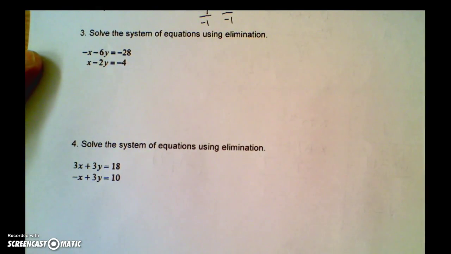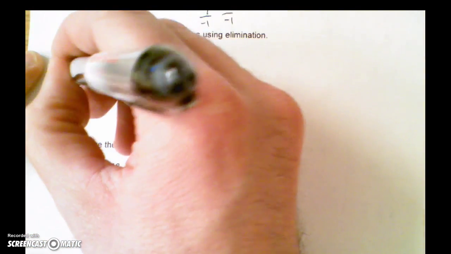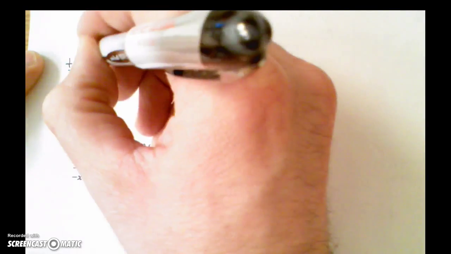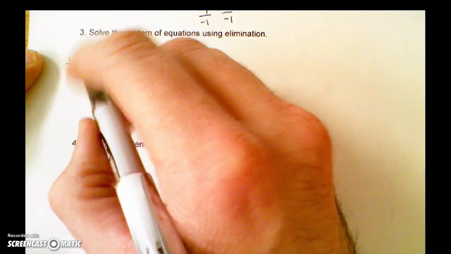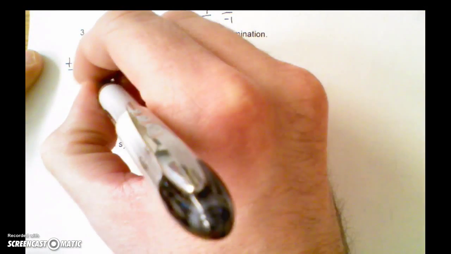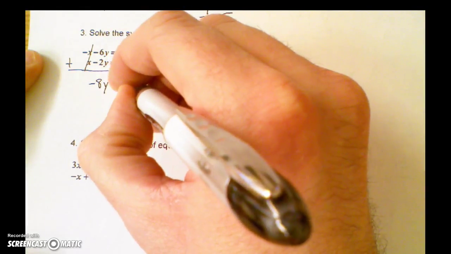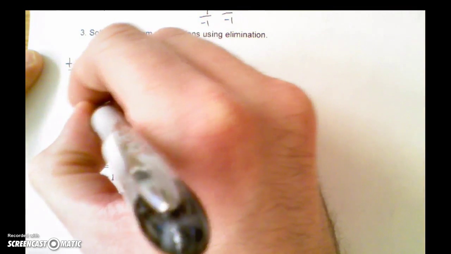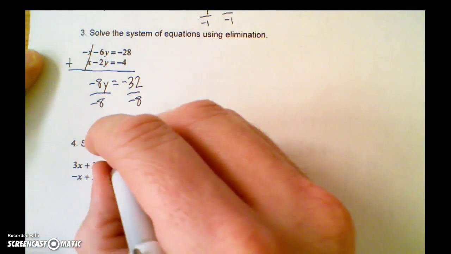Solve the systems using elimination. Again, we know to use elimination because the variables are lined up, and now I can tell that the x's are the ones that are going to eliminate because they'll go away. -x plus x goes away. -6y plus -2y is -8y, and there's the y's. -28 minus 4 is -32. Divide by -8, and I get y equals 4.